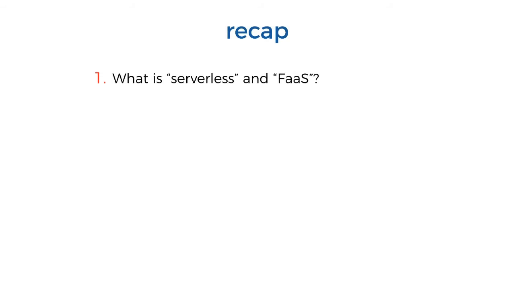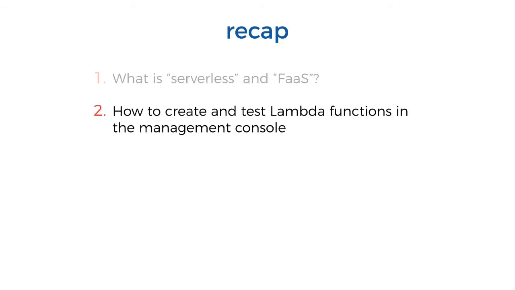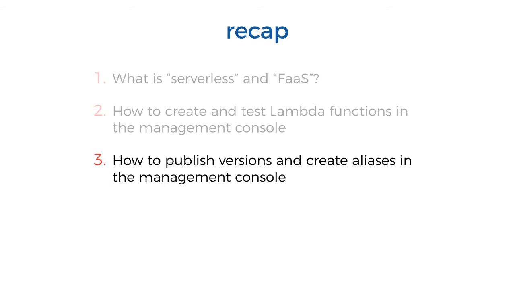To recap, in this module we defined the terms serverless and function as a service, or FaaS, and the difference between them. We covered the basic anatomy of a Lambda function, including how you can create a Lambda function in the management console, and the configurations available to you. We also looked at how you can test a Lambda function with the management console as well. Finally, we saw how you can publish a new version of your function and create custom aliases that reference them.